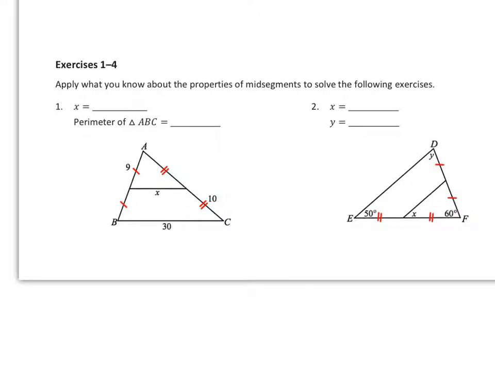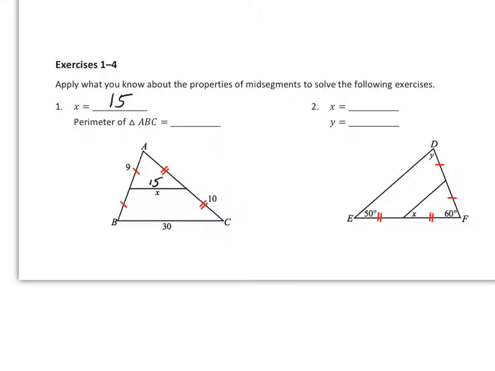For number 1, it says apply what you know about the properties of midsegments to solve the following exercises. Looking at this, we're looking for what X is and what the perimeter of triangle ABC is. X is a midsegment, so it's going to be half the size of side BC. So X is going to be 15. Let me go ahead and write that in.